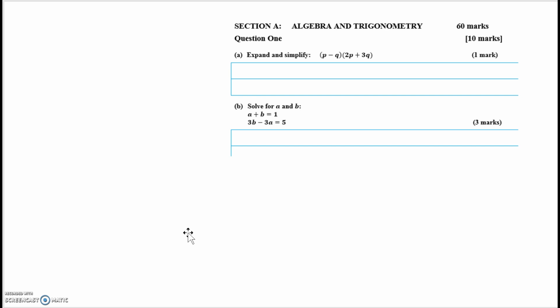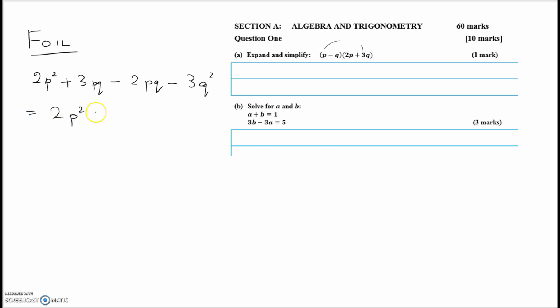Okay, question 1. Expand and simplify. That's just going to be FOIL. p times 2p would be 2p squared, plus outsides, which would be 3pq, minus 2pq, minus 3q squared. Tidy it up a bit. What can we do? 2p squared, 3pq minus 2pq is pq, minus 3q squared. That question, if it's worth 1 mark, mostly you don't get partial marks.